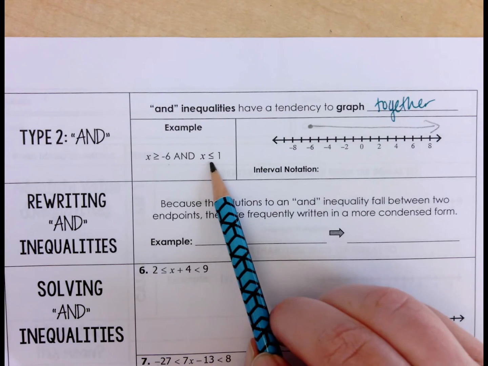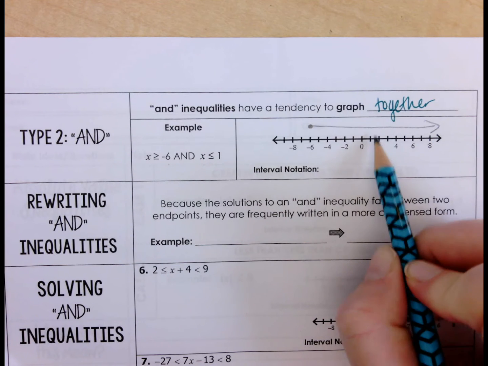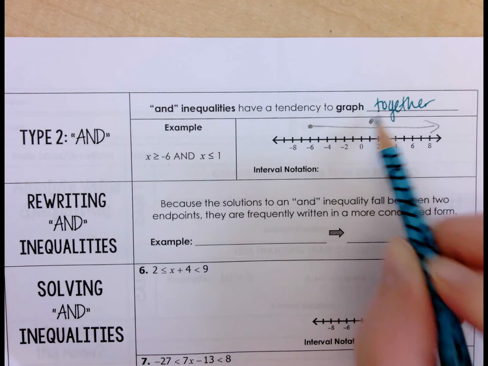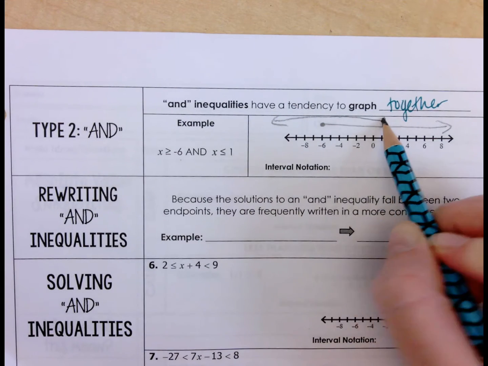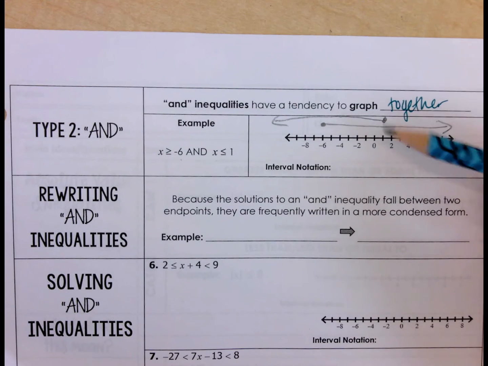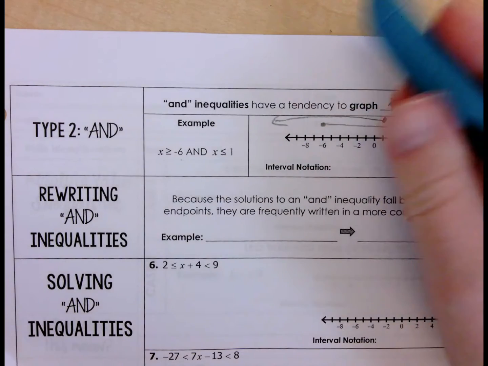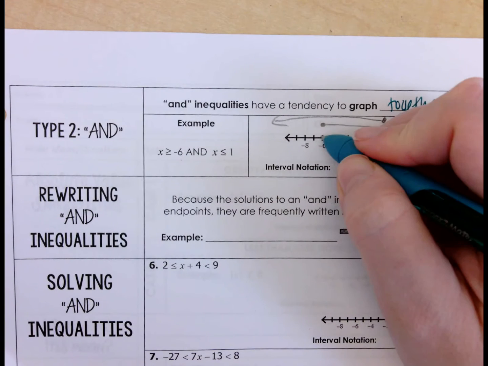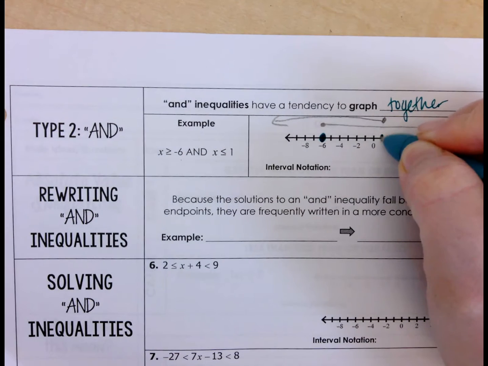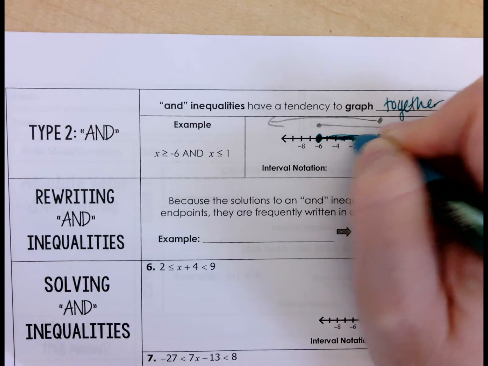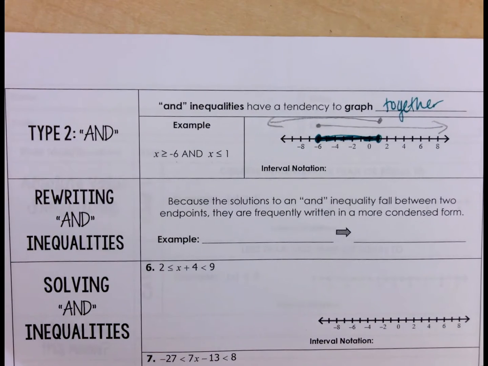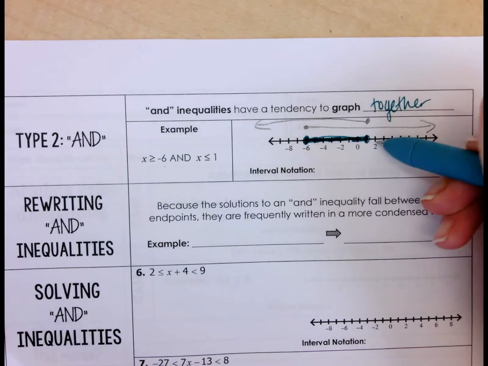And then there's x is less than or equal to 1. So again, here's the 1 where I would have a closed circle, and I'd be going less than that. Okay, so see how our lines overlap now? So the actual answer for this is going to be only where they overlap. So from negative 6 to 1 is the only area that's going to be colored in. Okay, so that's our actual final answer.